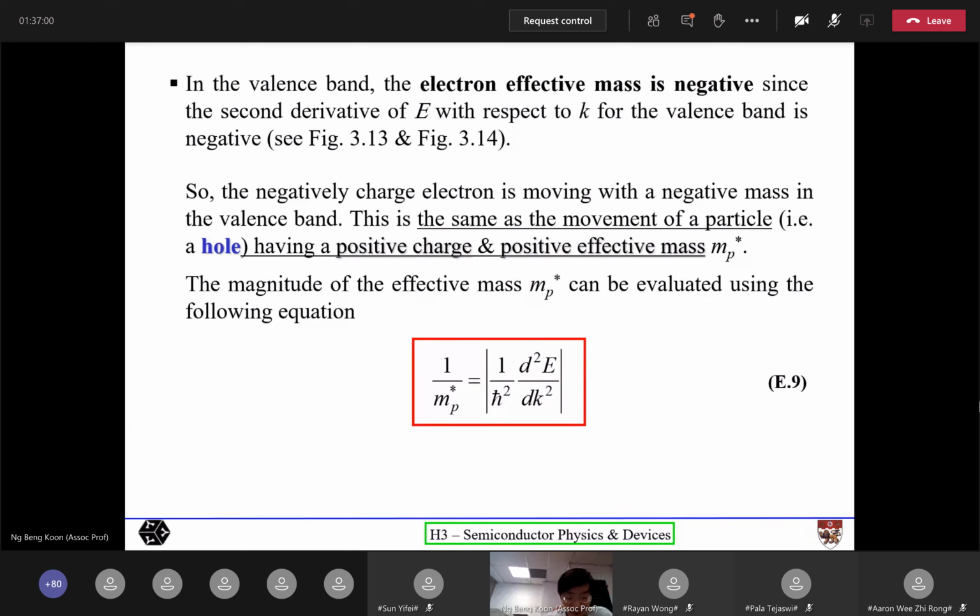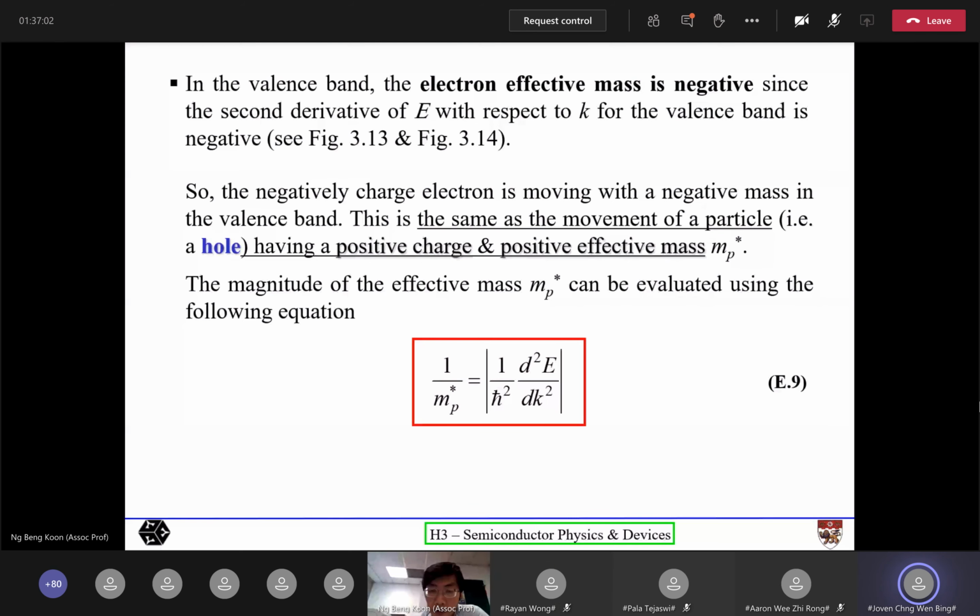Could I clarify? This equation works for both the hole and the electron, right? Yes. The only thing is that for holes, if you do the second derivative, you need to take the magnitude of it, because if you just take the second derivative, you actually get a negative sign, which is not surprising because that negative sign is for the electron. If it's for a hole, it's a positive charge, so the sign will invert.